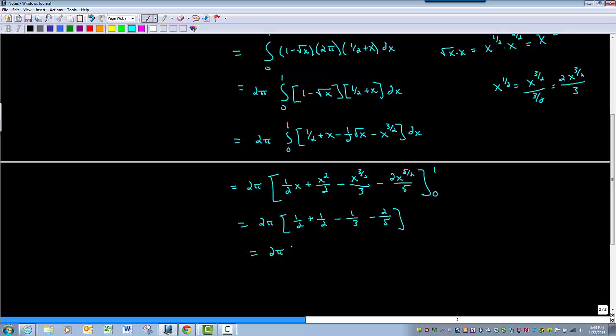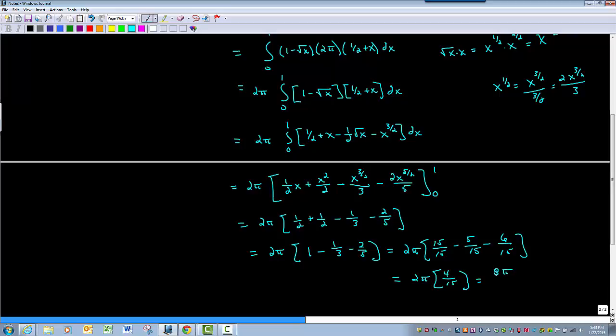So this is 2 pi times 1 minus 1/3 minus 2/5. So that's 2 pi, and this is going to be over 15. So 15 over 15 minus 5 over 15 minus 6 over 15. So this will be 2 pi times 4/15, which will give me 8 pi over 15.